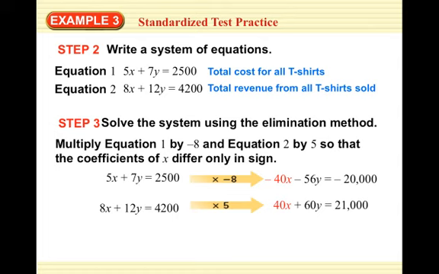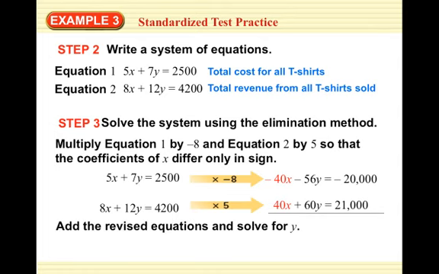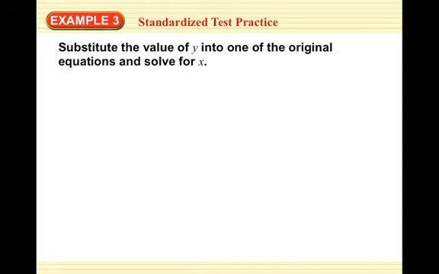Negative 56y plus 60y is 4y. And negative 20,000 plus 21,000 is 1,000. So to solve for y, we just divide by 4, and that's 250. Now, that's the number of long sleeve shirts. That's not really what we wanted. We wanted the number of short sleeve shirts, but we can find it now.